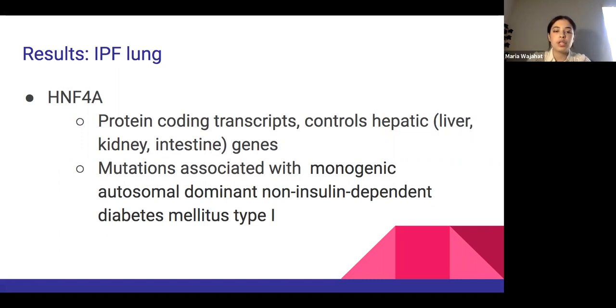A lot of the mutations in this transcript were also associated with monogenic, autosomal dominant, non-insulin dependent diabetes type 1. Diabetes type 1 is an autoimmune disease. So this gives us a lot of insight into the role that AUF1 plays in IPF, and how it may have some autoimmune aspects that are adding on to IPF.